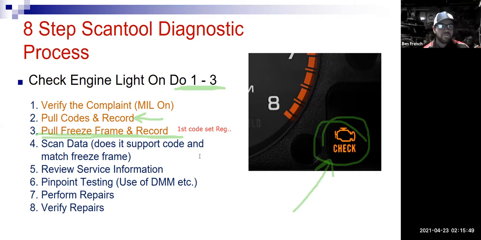Okay. So we're going to do steps 1 through 3. Yep. The check engine light's on. 2, what are the codes? I'm going to write those down. 3, what were the conditions when the car was being driven and when that code was set, right? That tells us a lot about enable criteria.